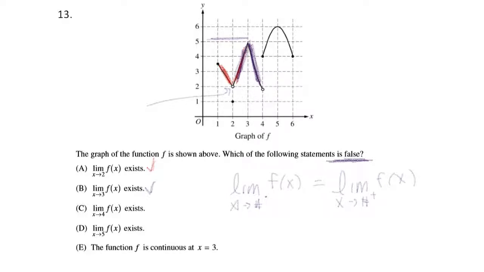So look at part C. The limit as x approaches 4. Well, the limit as x approaches 4 is moving from the left, is moving here. But notice from the right, it's way up here. Notice we're looking at two completely different y values here and here. So the limit as x approaches 4 would not exist. So my answer here is C.